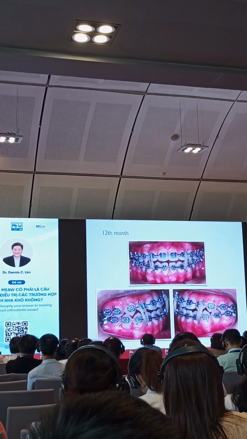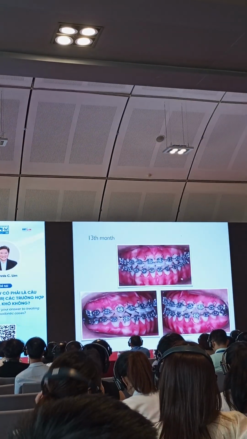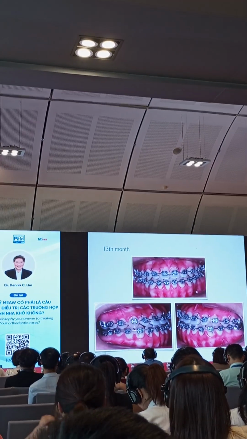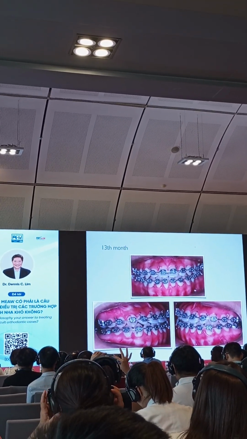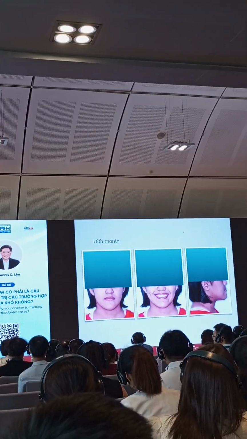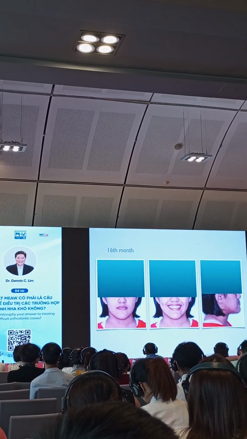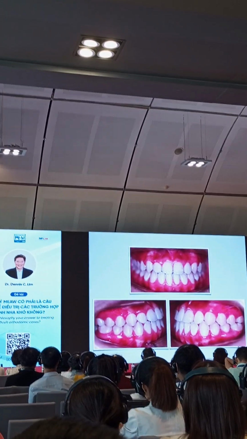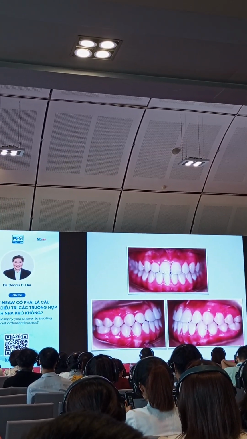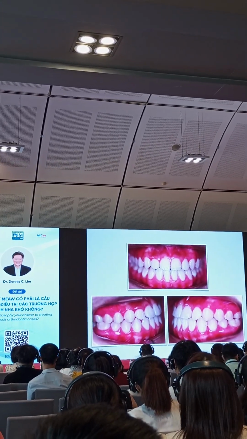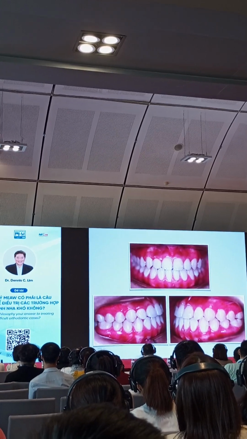And then from there, the bite started to close. Then we remove the braces. This is after 16 months. So you now get a good overjet and overbite, and a class 1 canine relationship. Molars are class 3, but the canine is class 1 and the premolars have good interdigitation.